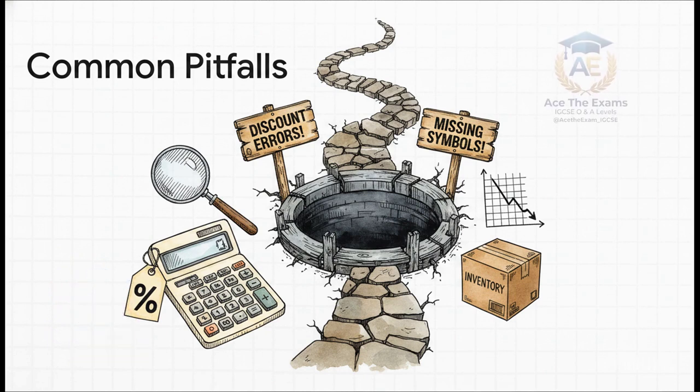Listen carefully, you must calculate the sales return value net of that trade discount, not at the original list price. Furthermore, you've got to show your workings for depreciation and inventory valuation. Failing to jot down your workings is basically just throwing away guaranteed method marks.